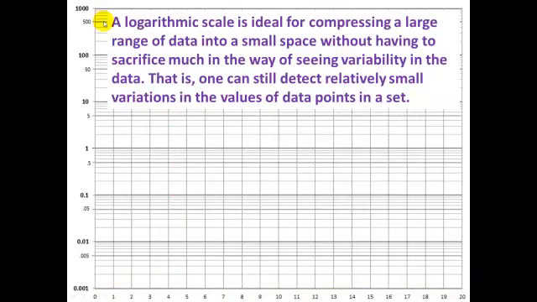So a logarithmic scale is ideal for compressing a large range of data into a relatively small space without having to sacrifice much in the way of seeing variability in the data. That is, one can still detect relatively small variations in the values of data points in a set, even though a large range of data is on the same piece of paper.